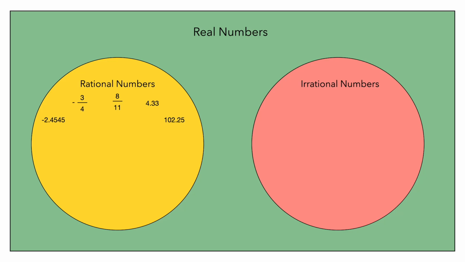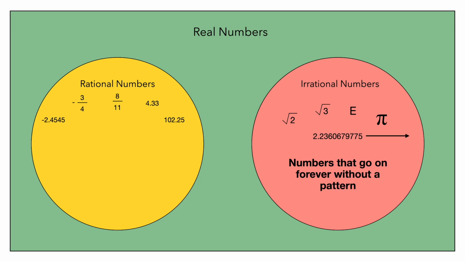Irrational numbers, on the other hand, would be a number like the square root of 2. The square root of 3 and pi are both famous irrational numbers, and then you've got the decimal format here of the square root of 5, and this will just keep going on forever. So essentially, the way to think about irrational numbers is that they are numbers that will go on forever without any sort of pattern.